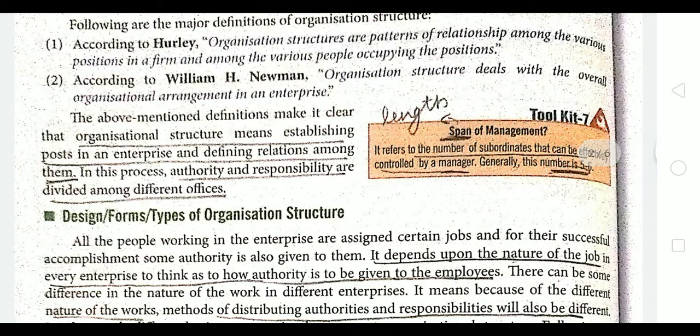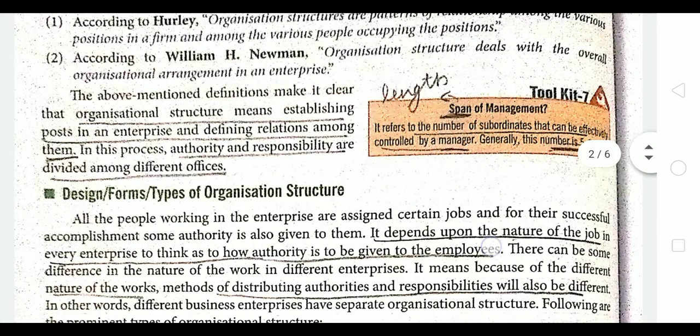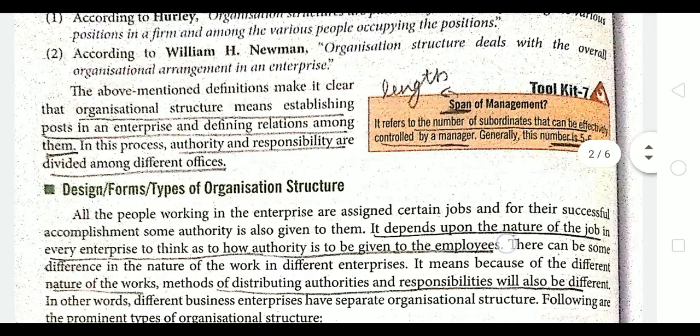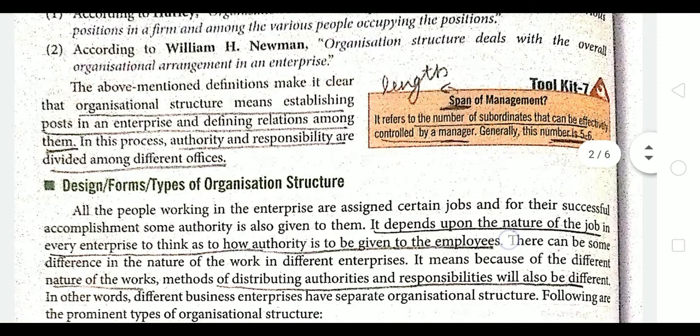First of all, it means the number of subordinates that can be effectively managed by a superior. We can say it is the number of subordinates, how many subordinates can be handled by one manager, right? There is an inverse relationship between span of management and levels of management in the structure. As the span of management reduces, consequently the number of levels in the organizational structure will increase.